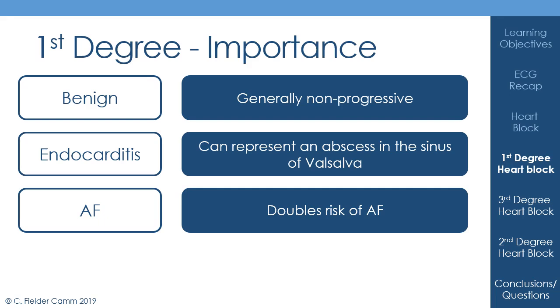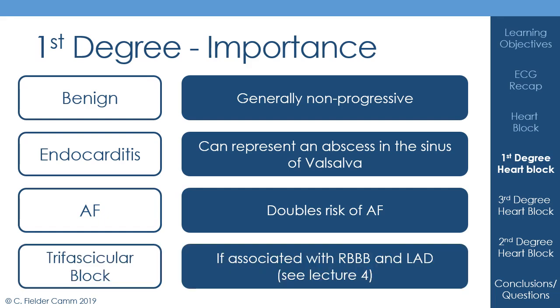First degree heart block also doubles your risk of developing atrial fibrillation. And it makes up part of trifascicular block, which we'll discuss in lecture 4, but essentially if you've got left axis deviation, right bundle branch block, and first degree heart block, then that's called trifascicular block, and that's a little bit more significant. So do make sure when you see an elongated PR interval, you check what the cardiac axis is like, and what the QRS complex looks like.